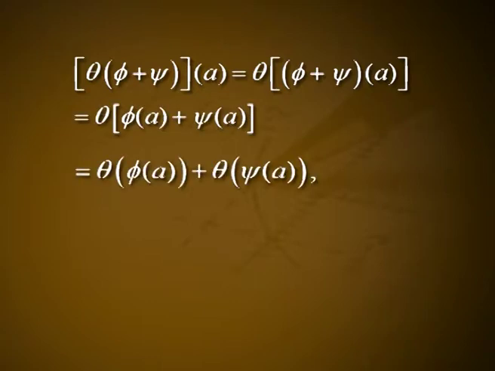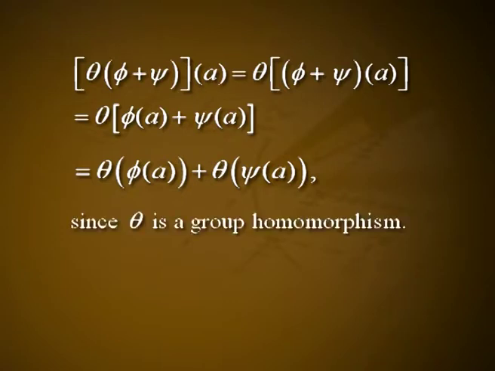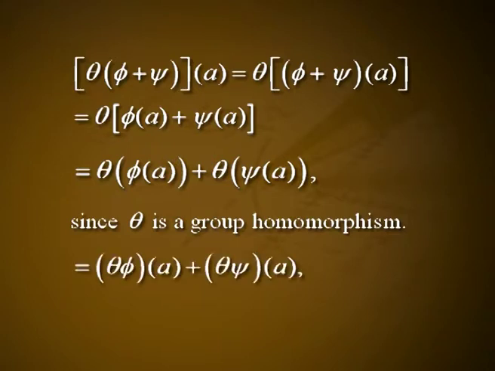Theta into (phi plus psi) of a is equal to theta of (phi plus psi) of a, which is equal to theta of (phi of a plus psi of a), which is equal to theta of phi of a plus theta of psi of a, since theta is a group homomorphism, which is equal to theta phi of a plus theta psi of a by the definition of homomorphism multiplication. Thus, theta (phi plus psi) is equal to theta phi plus theta psi.